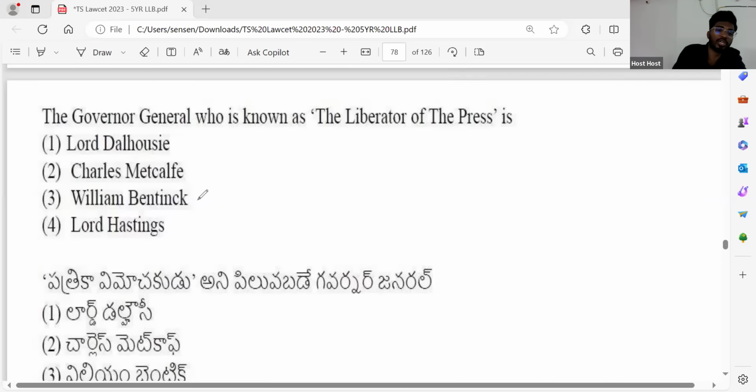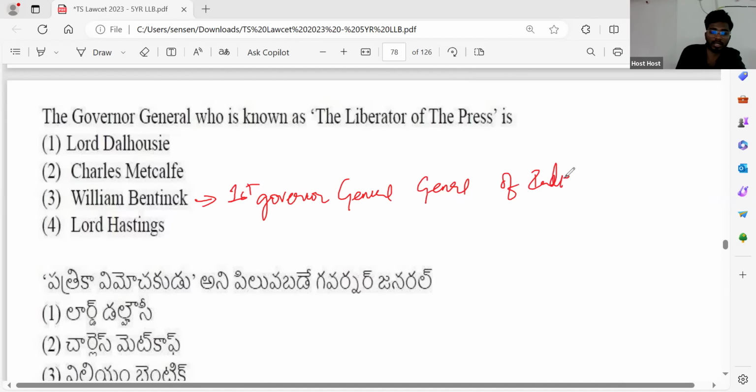So, who is William Bentinck? So William Bentinck, he is the first Governor General of Bengal. Sorry, first Governor General of India. Warren Hastings, he is the first Governor General of Bengal.